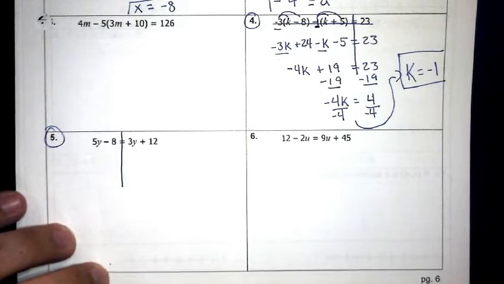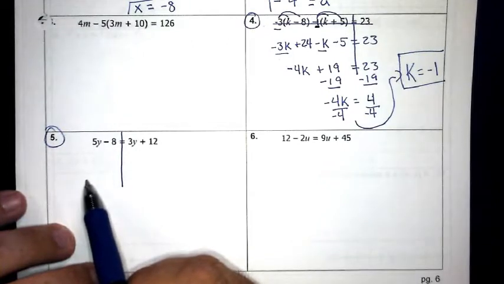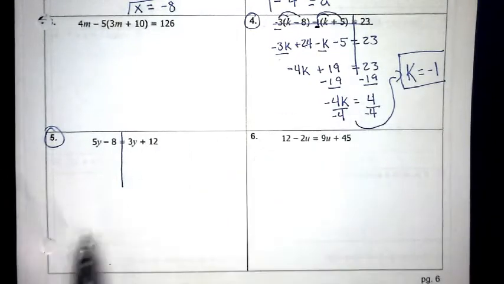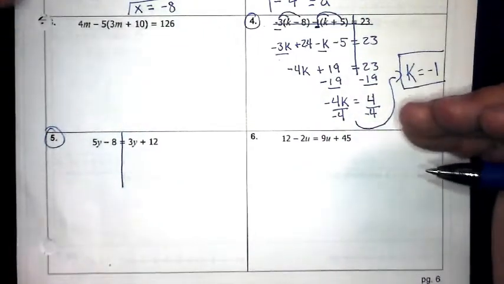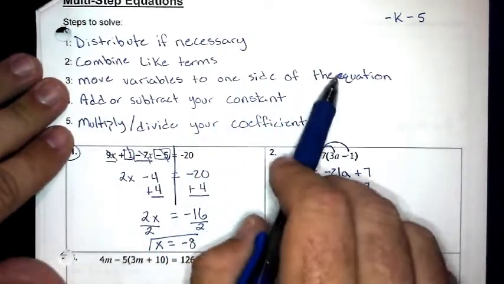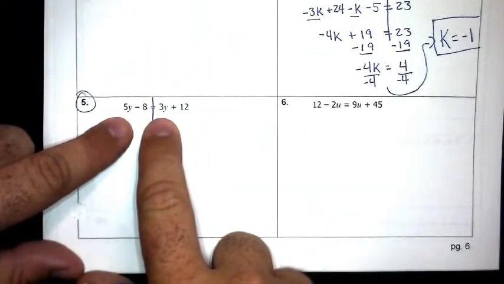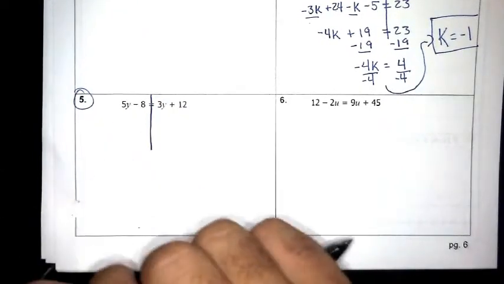Is there anything to combine or distribute on the left-hand side? No. Is there anything to combine or distribute on the right-hand side? No. So step 1 and 2 of solving multi-step questions, I don't have to do anything. Step 3, which we haven't talked about yet in the 3 examples we've done, says move variables to one side of the equation. As you can see, I have 3y and 5y on 2 different sides of the equal sign. So what I need to do is move one of these variable terms to the other side.